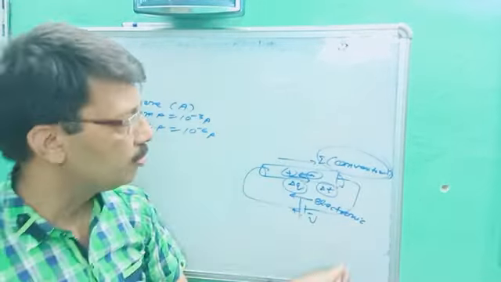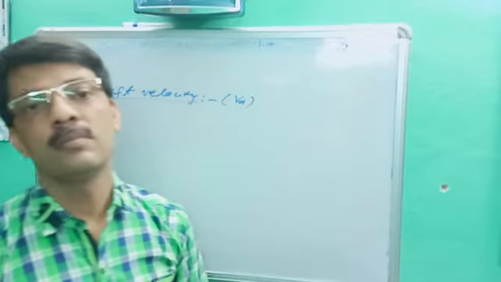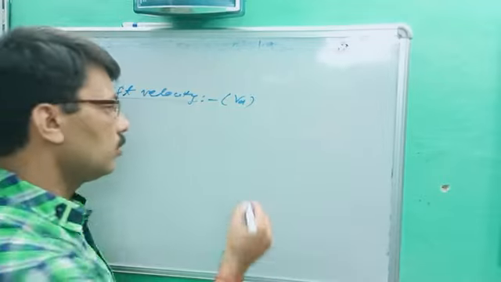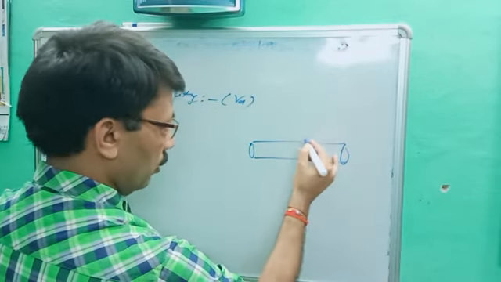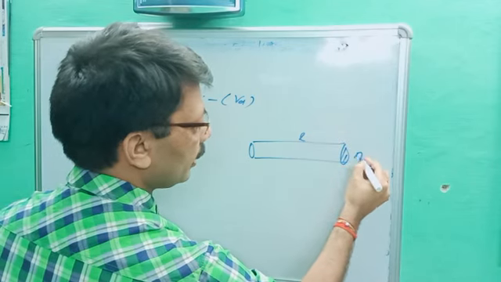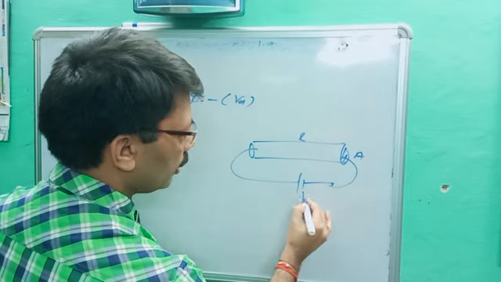Our next question is very important, and that is drift velocity. It is represented by Vd. This is an important question for today. So see here, assume any metallic conductor of length L and area A, to which an external field is applied, that is, potential V.